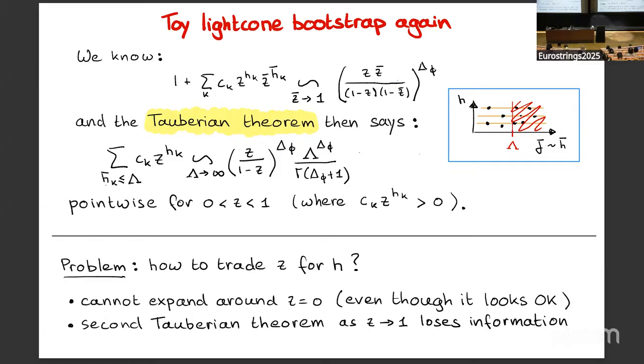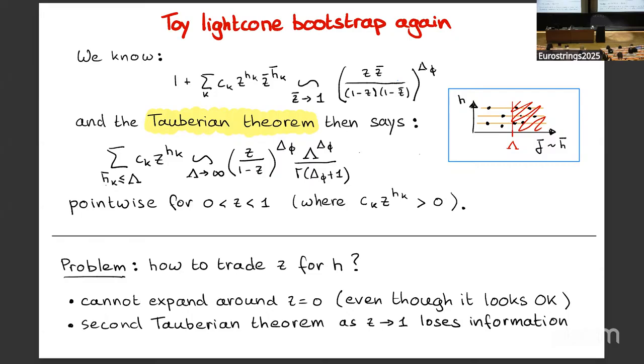Because we don't want the z to the h. We want to know something about the spectrum and the values of h that appear. So how do we trade the z for some h, right? That is the main problem of the lightcone bootstrap. And that's why the lightcone bootstrap is hard, because, for example, you can try to do a second Abelian theorem and send also z to 1, but that loses information.